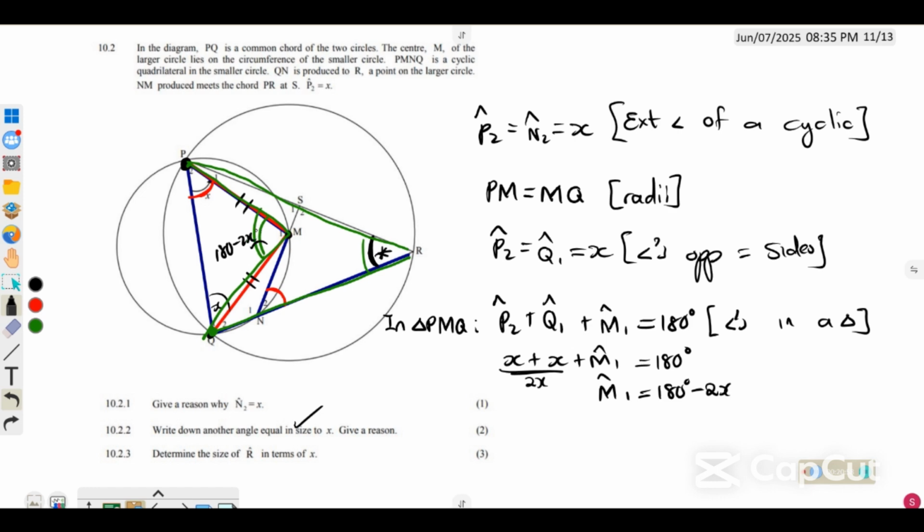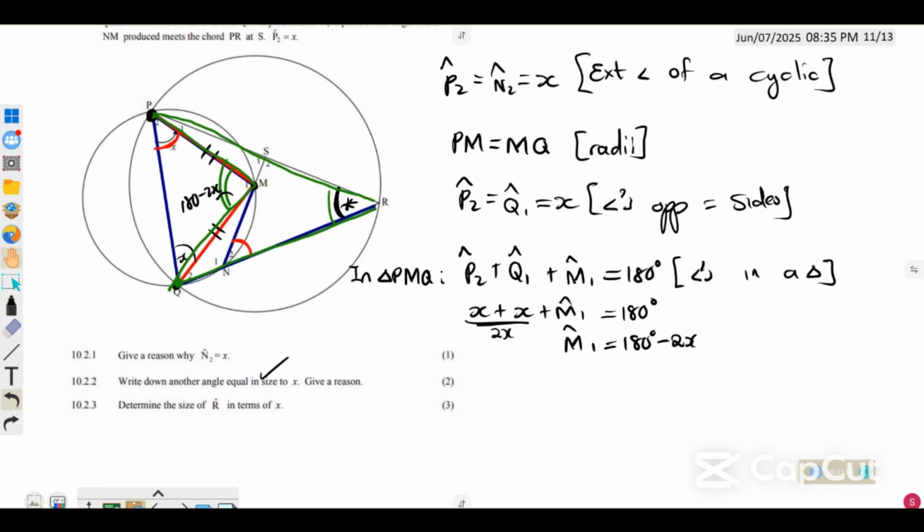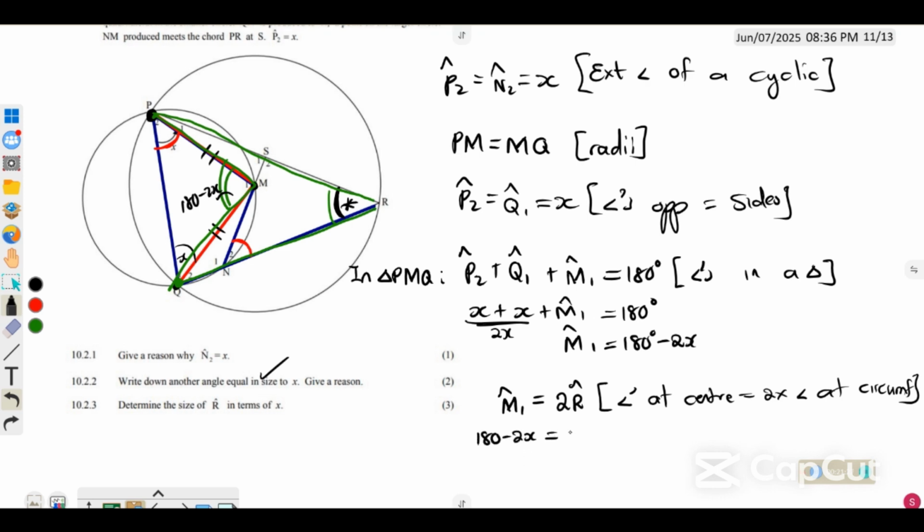180 minus 2X. But like we said, chord PQ subtends angle M1 at the center, but the very same chord subtends angle R at the circumference, which means angle M1, which is at the center, is twice angle R, which is at the circumference. Angle at center equals 2 times angle at the circumference. We have M1 to be 180 minus 2X, which is 2 angle R. Divide by 2: 180 divided by 2 is 90, 2X divided by 2 is just X. So angle R is equal to 90 minus X.